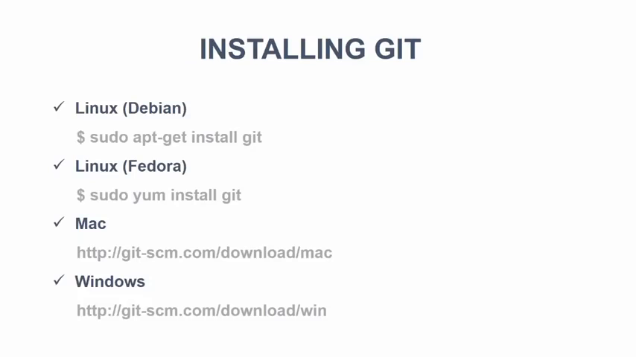So installing Git is pretty easy no matter what system you're using. If you're using Linux, it's a simple package command. For Debian, use apt-get. For Fedora, use yum. And if you're on a Mac, you can go to this URL right here, git-scm, and you can download Git. I believe you can also use Homebrew or some package manager like that.